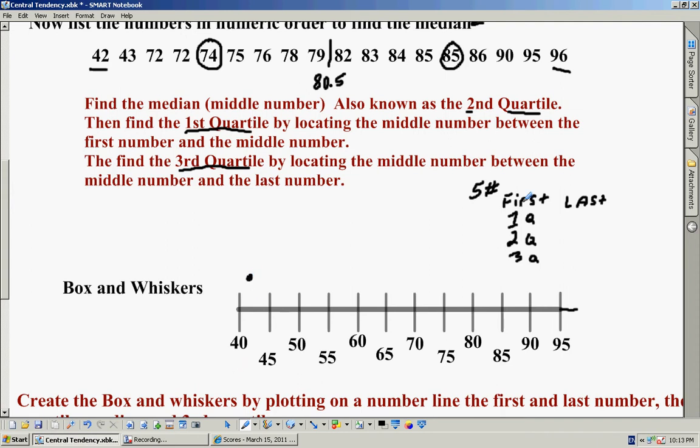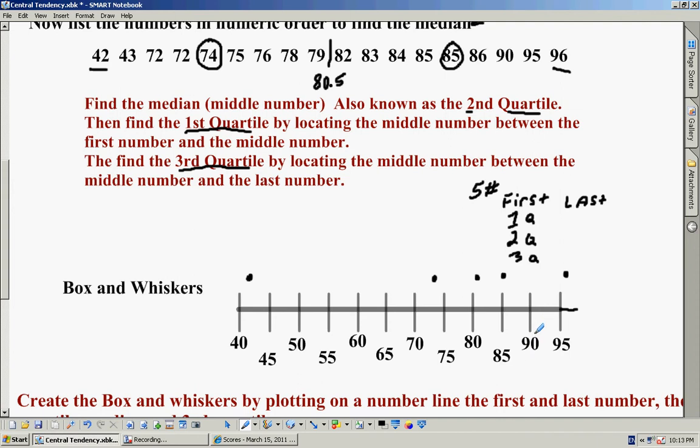Okay. The first quartile is 74. So that's going to be about right here. And then the second quartile is 80.5, which is about right here. The third quartile, which is our fourth number, is right there, 85. We're going to put a dot right there. And our last number, 96, is about right here.